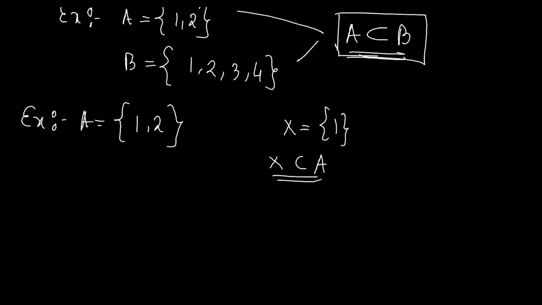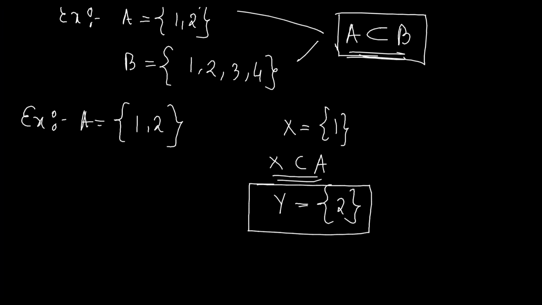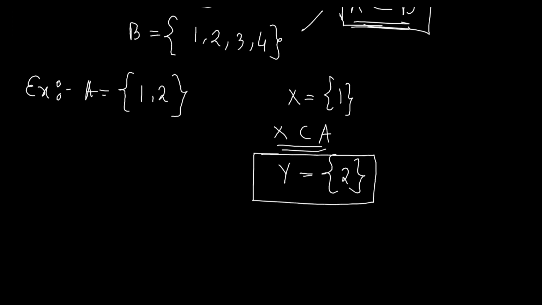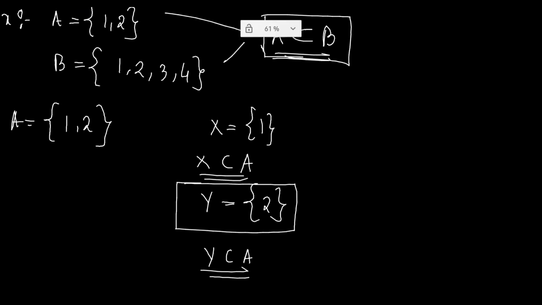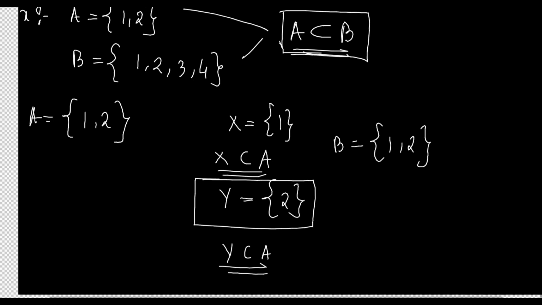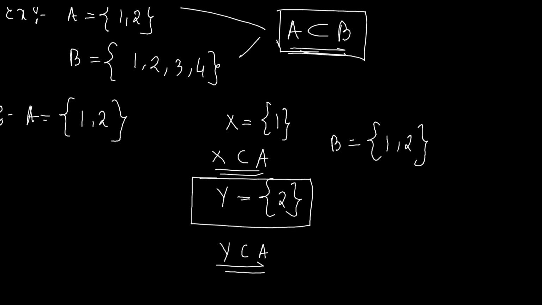Again, if I say capital Y, suppose it contains the element 2. So 2 is also present inside the set A. That means all the elements that Y has are present inside A. So Y is also a subset of A. Again, if I take set B, suppose it contains 1, 2. Here all the elements 1 and 2 are also present inside A, so B will be a subset of A.